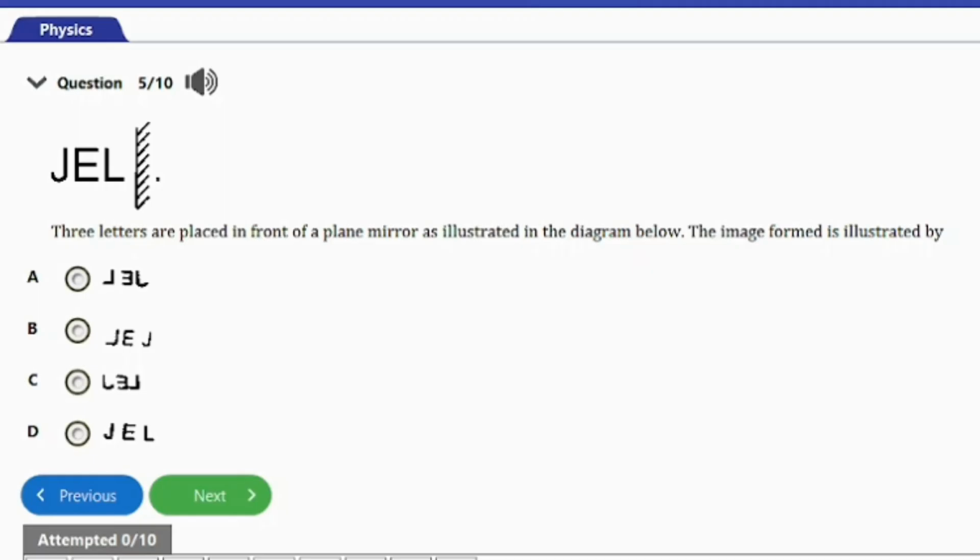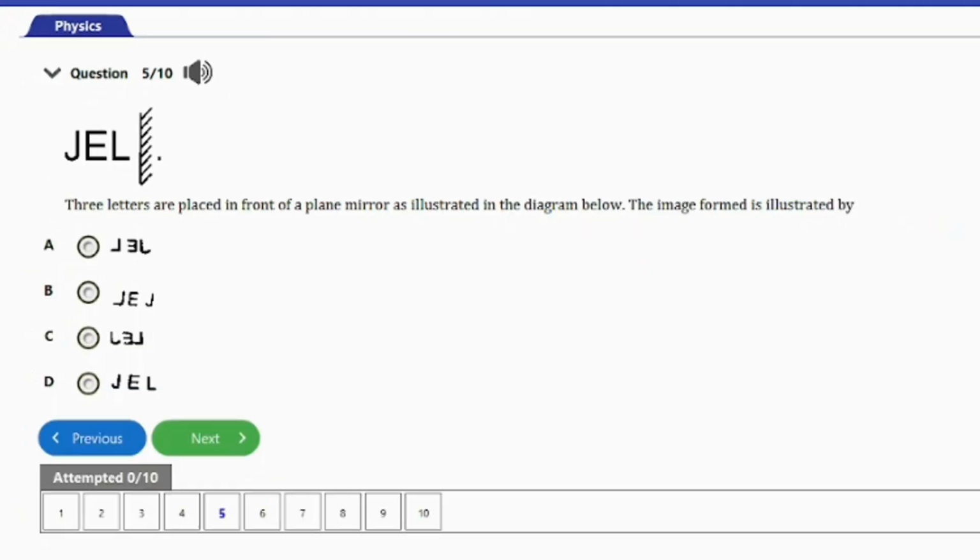So we have here an image, and the question says 3 letters are placed in front of a plane mirror as illustrated in the diagram below. The image formed is illustrated by. Alright, so guys, the image formed will be that of option A here. So it will be erect and laterally inverted, and that's it for this question. So let's go ahead and consider the next question, guys.